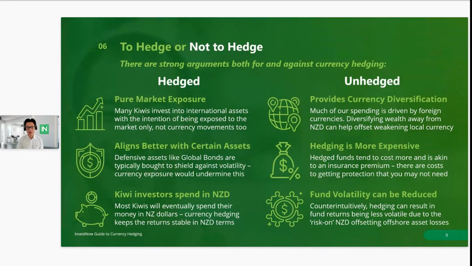Another factor in favor of unhedged is that, as we touched on earlier, hedging is more expensive. We can think of it as an insurance premium. Because fund managers are charged additional to offer this hedging service, these costs are passed on to the end investor. So you would basically be paying an insurance premium because you are insulated from any adverse movements. But you could also not have needed that insurance in the first place, in the sense that currency movements could have favored you, but you wouldn't have gotten that benefit because you were fully hedged anyway.